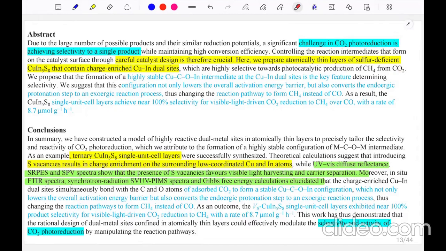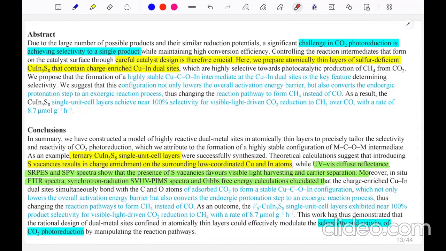Both identify the central mechanism. If you think about it, they are talking about a metal carbon oxygen intermediate. Here also they are talking about a metal carbon oxygen dual metal intermediate. So both identify the central mechanism, that is formation of a stable metal carbon oxygen indium intermediate.